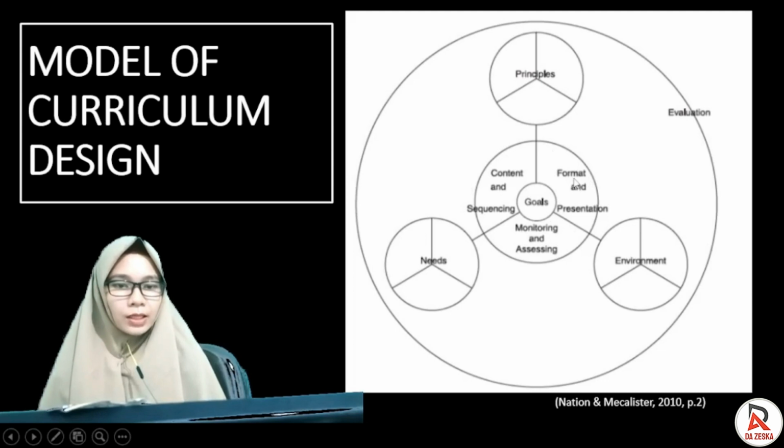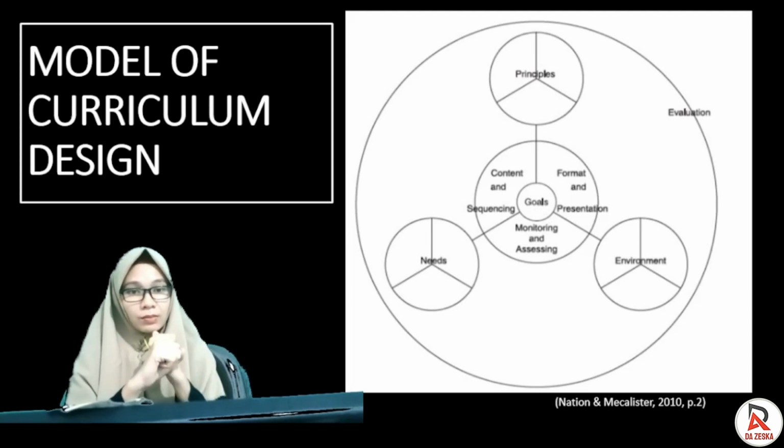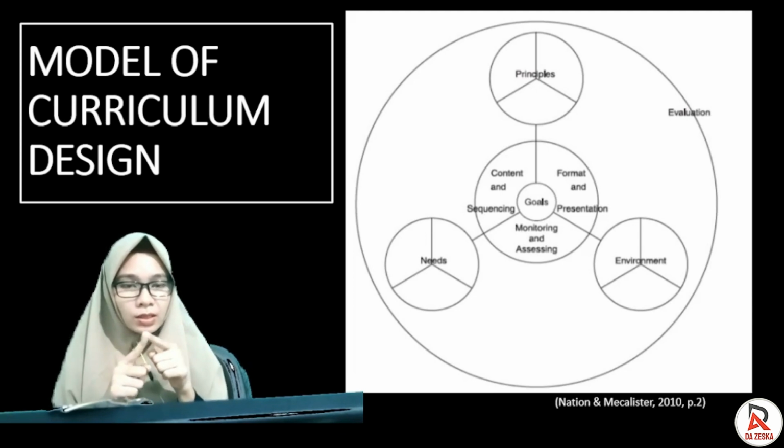In the subdivided inner circle over here, you may see that in the center of this subdivided circle, there is goals. And this goal is positioned in the very middle of the big circle, right? And you may see that there are lines, and every line, let me read.